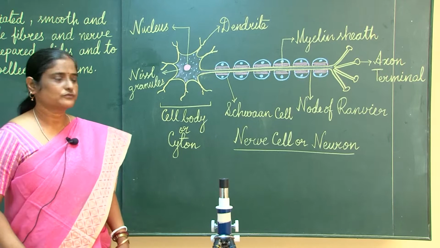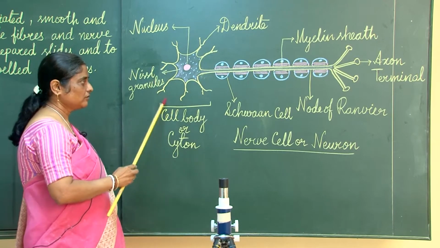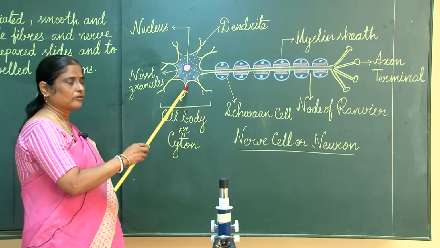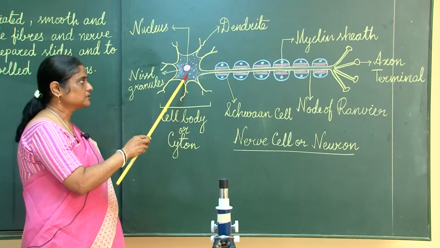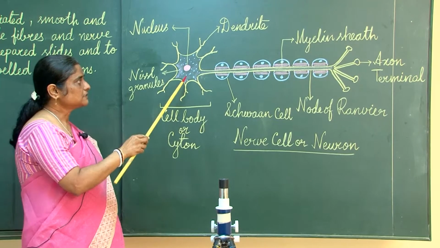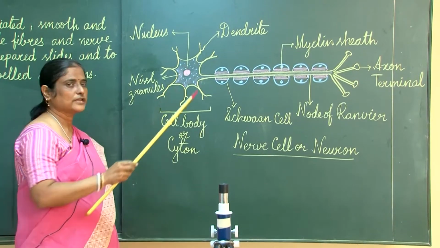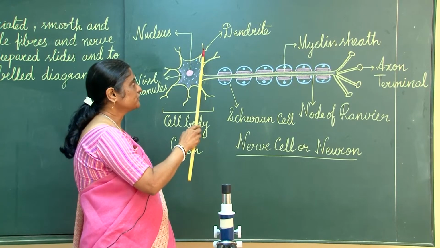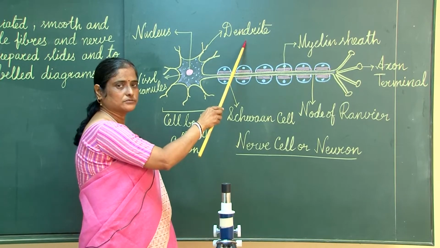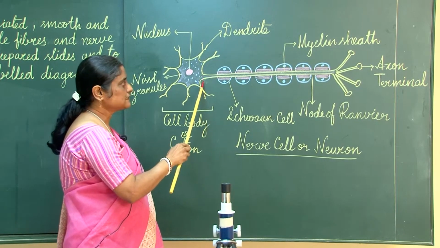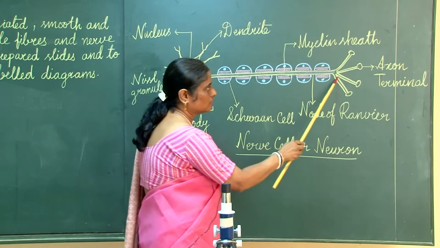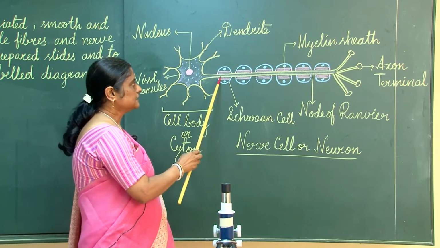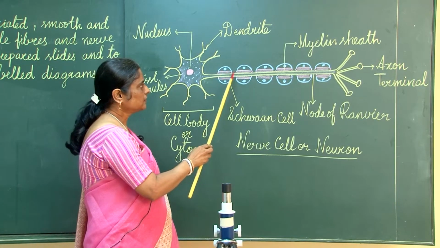Now, what are the different parts of the cell? This is the cell body, right? It is also called as cyton. It has a membrane, it has the cytoplasm, it has a nucleus, and there are certain specific granules known as Nissl granules. The cytoplasm has some projections which are called as dendrite, and one of the projection of the cell is very long. It is called as axon, and this axon has certain coverings.